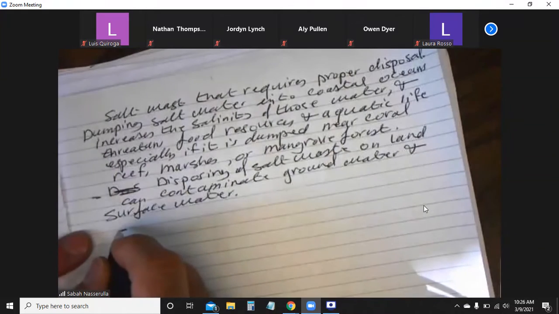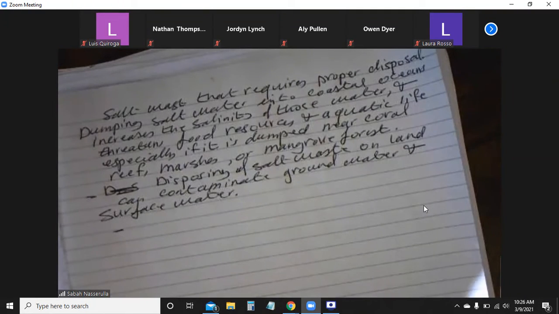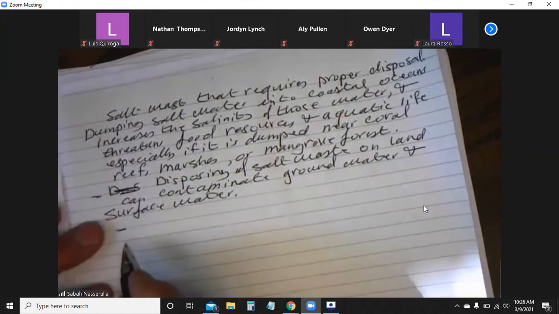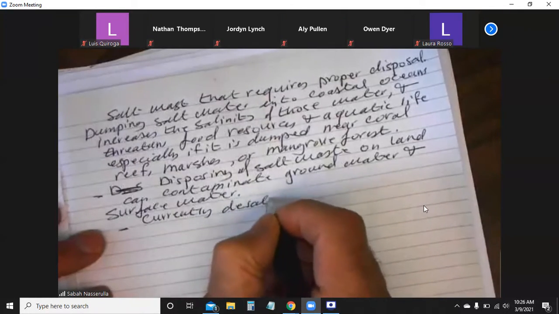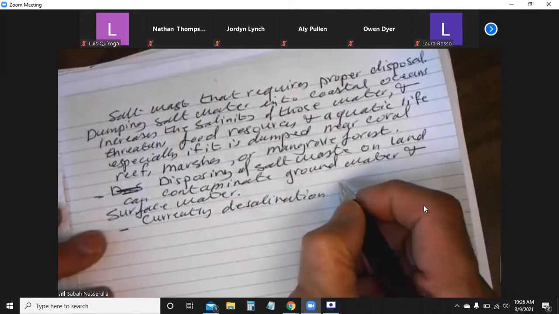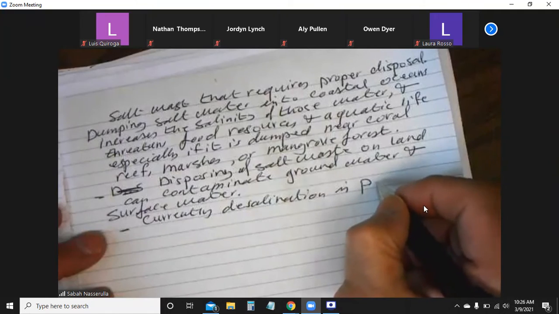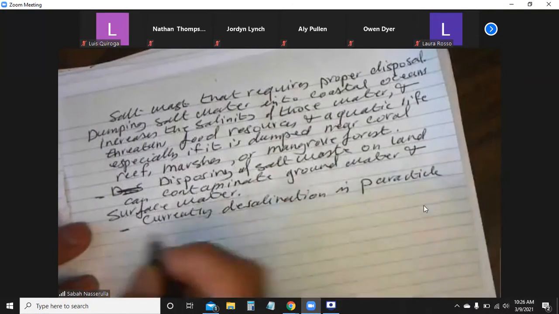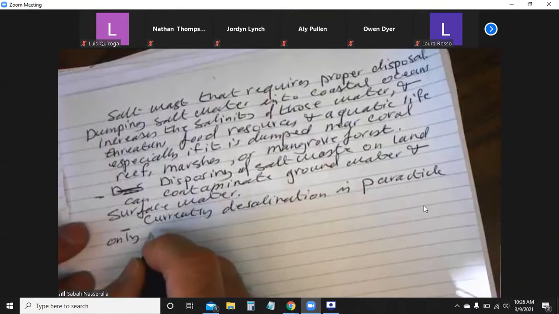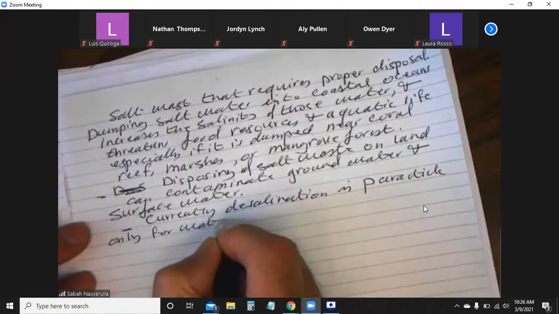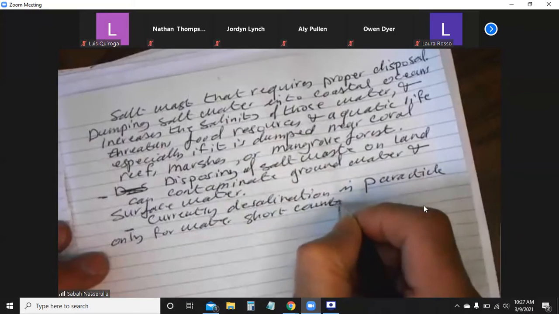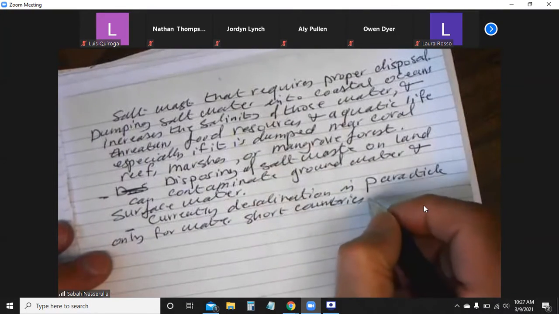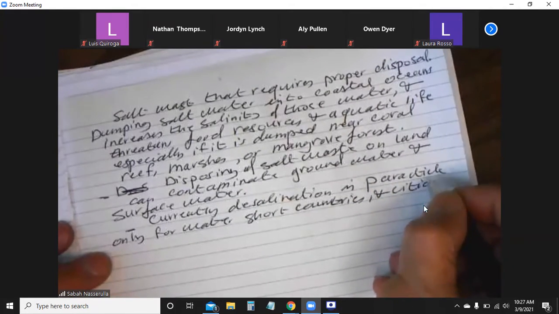Now, currently only a few countries in the world do it, because these countries lack any source of fresh water. At the same time, it can cost quite a bit of money to do that. Currently desalination is practical only for water-short countries and cities that can afford its high cost.